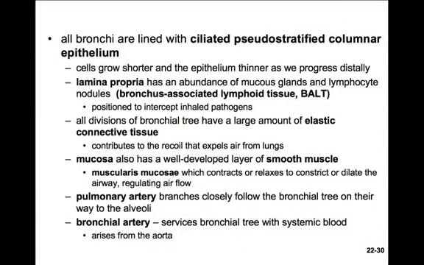All divisions of the bronchial tree have a large amount of elastic connective tissue. This contributes to the recoil that expels air from the lungs. The mucosa also has a well-developed layer of smooth muscle. This is called the muscularis mucosae. It contracts or relaxes to constrict or dilate the airway, thus regulating the airflow. The pulmonary artery branches closely follow the bronchial tree on their way to the alveoli, and the bronchial artery services the bronchial tree with systemic blood. This arises directly from the aorta.